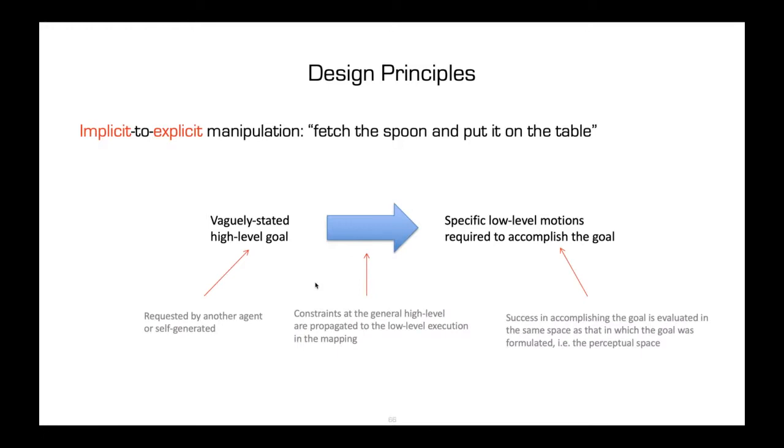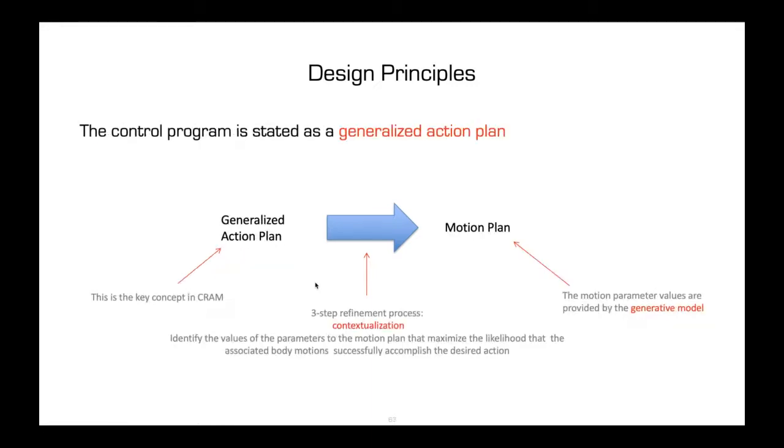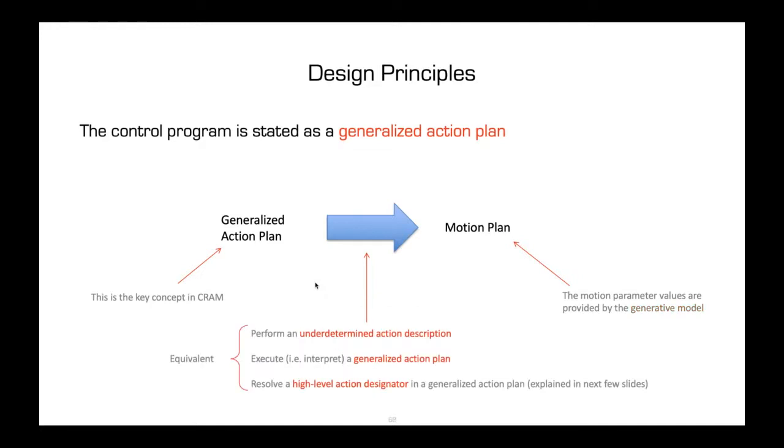So how do you do this mapping? So the goal is requested by the agent, or indeed by the robot itself, if it's operating autonomously. And it then tries to identify the parameters of the motions. So we map from what's called a generalized action plan, and that's the key concept in CRAM, to a motion plan. And this happens in a three-step refinement process, which I'll walk you through in just a moment. But the process is called contextualization. So contextualization is this transformation from general to specific motion plan for that particular task, using the generative model.